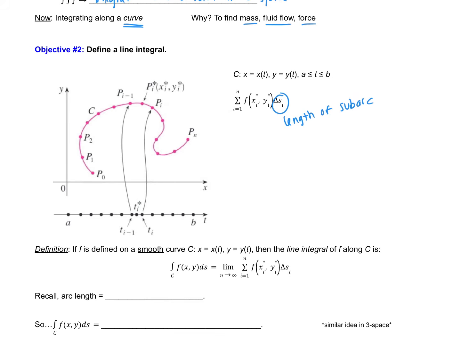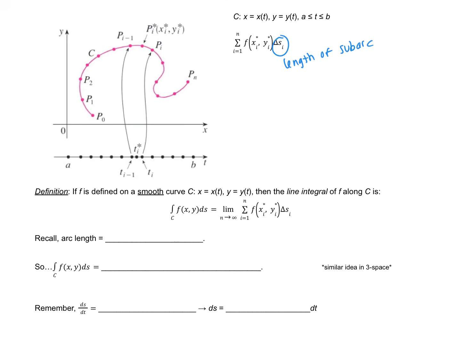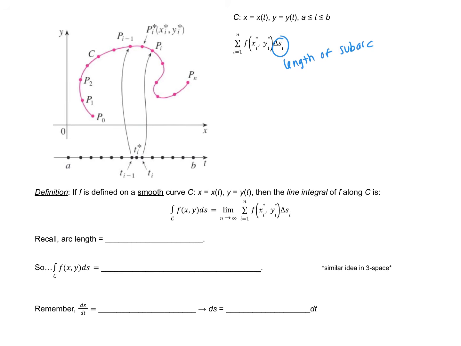So let's take a look then at what that means in terms of a line integral. If f is defined on a smooth curve C, again, C is defined parametrically, then the line integral of f along C is the limit as n goes to infinity of what we saw above, the function value times the length of the subarc.